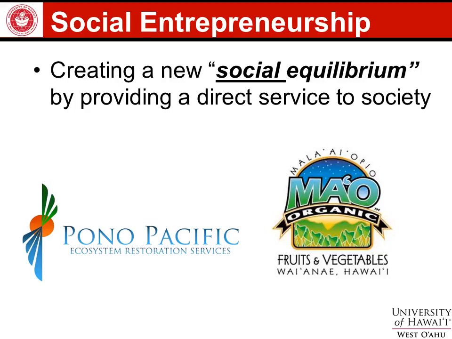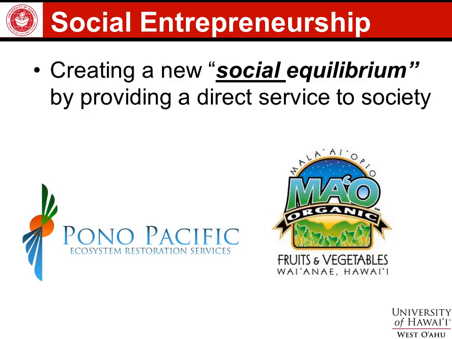Social entrepreneurship, as the name suggests, in many ways relates to business entrepreneurship because you're using much of the same tools and techniques to get there. That entrepreneurial awareness, the proactive behavior and actions of the individual, the risk, the uncertainty, the need to seek out resources. All the challenges that entrepreneurs face, social entrepreneurs face too, because both are trying to create something new that doesn't exist. Now we have two organizations down here, Pono Pacific and Mau Organic Farms.